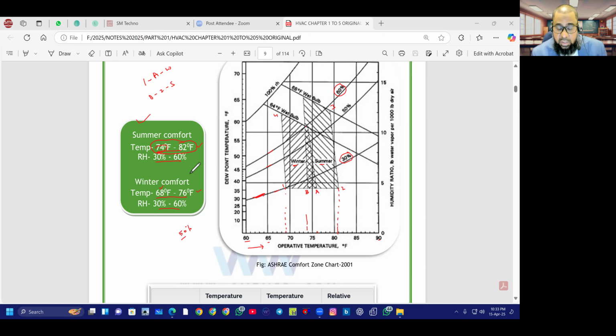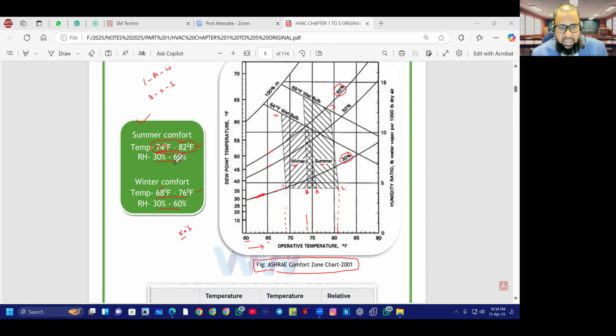So we got the two major parameter conditions, temperature and RH, from the ASHRAE comfort zone chart in the 2001 handbook, and you'll find the same in the latest handbook also. This is not different. This is from ASHRAE standard 55. Remember this, it may be asked in an interview.